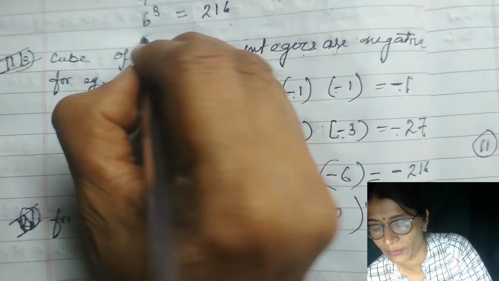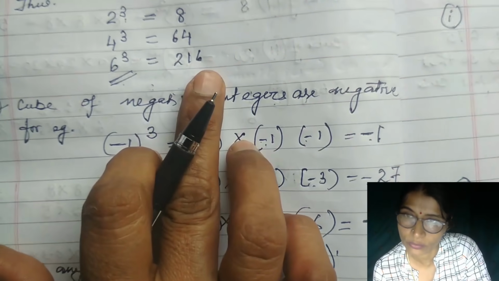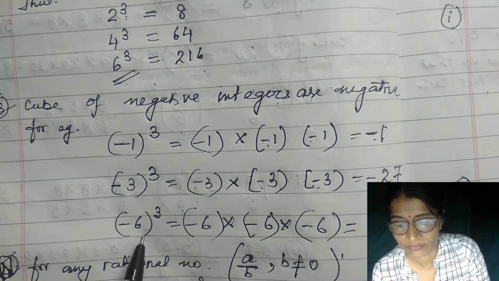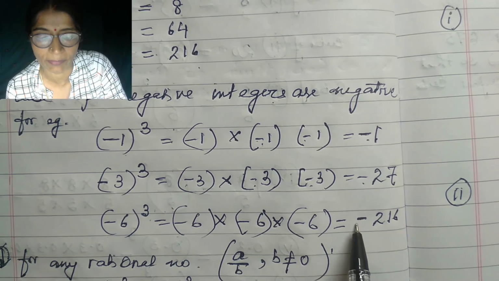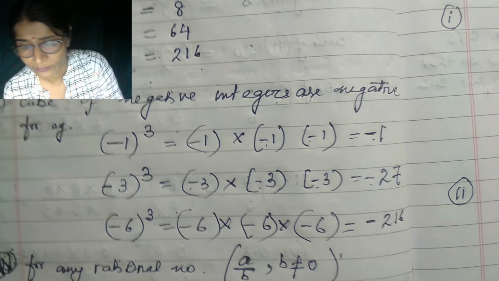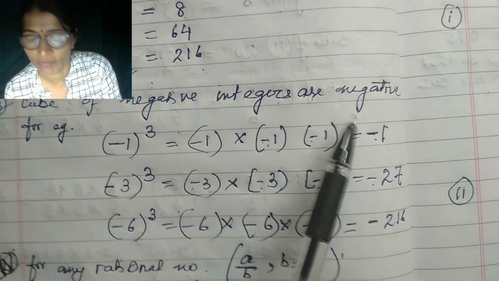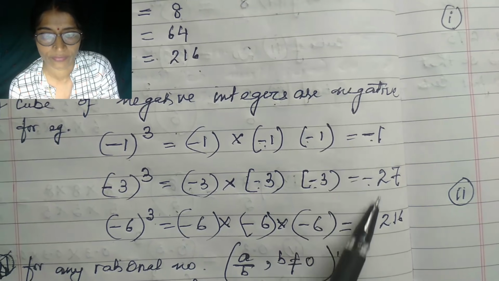So what do you observe here? When it was positive, the 6 cube answer is 216. But when we find the cube of minus 6, a negative integer, your answer will be minus 216. So here we observe that the cube of any negative integer is always negative.